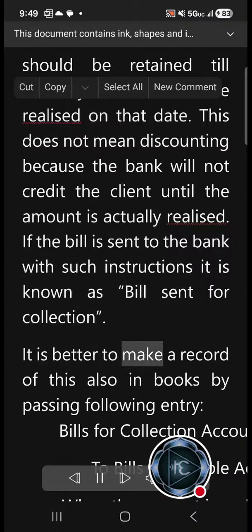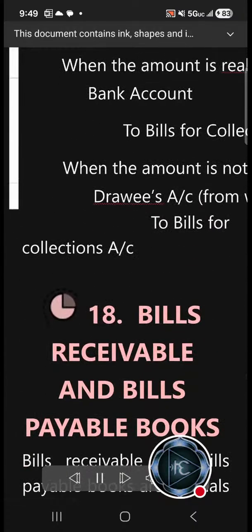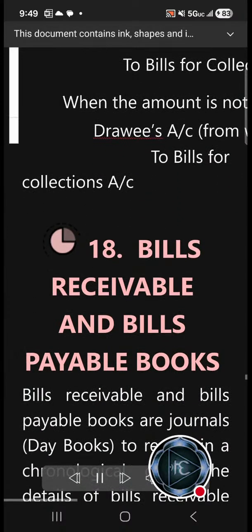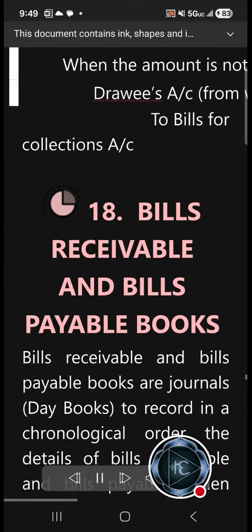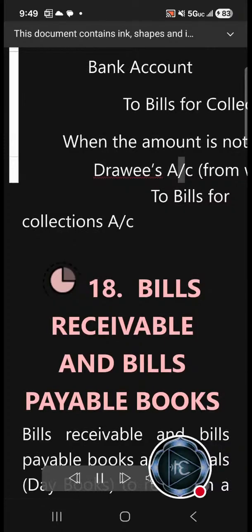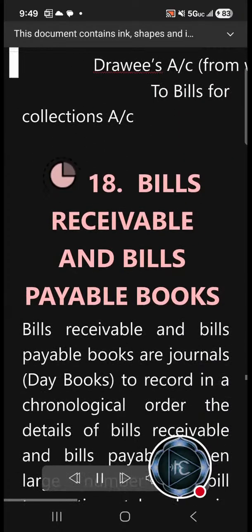It is better to make a record of this also in the books by passing the following entry. Bills for Collection A/c Dr. To Bills Receivable A/c. When the amount is realized, the entry will be: Bank A/c Dr. To Bills for Collection A/c. When the bill is not honored, the entry will be: Drawee's A/c, from whom the bill was received, Dr. To Bills for Collection A/c.